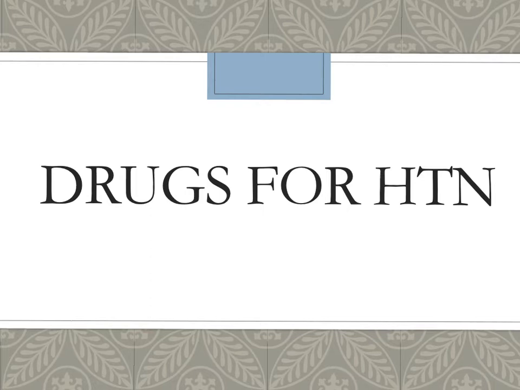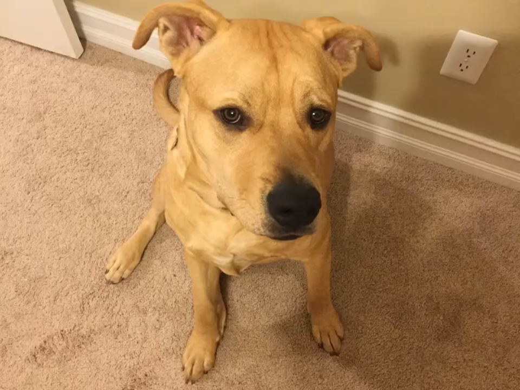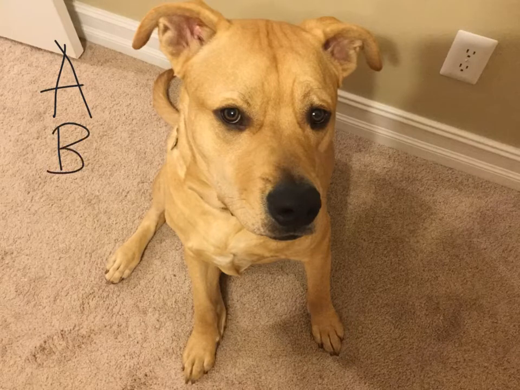Alright, let's get started on the drugs for hypertension. Are you confused about the drugs that we use for hypertension? Listen, pretty simple. We're going to go over the A, B, C, and D's of the antihypertensive drugs. The drugs used for hypertension, you can remember by going through the alphabet, A, B, C, and D.